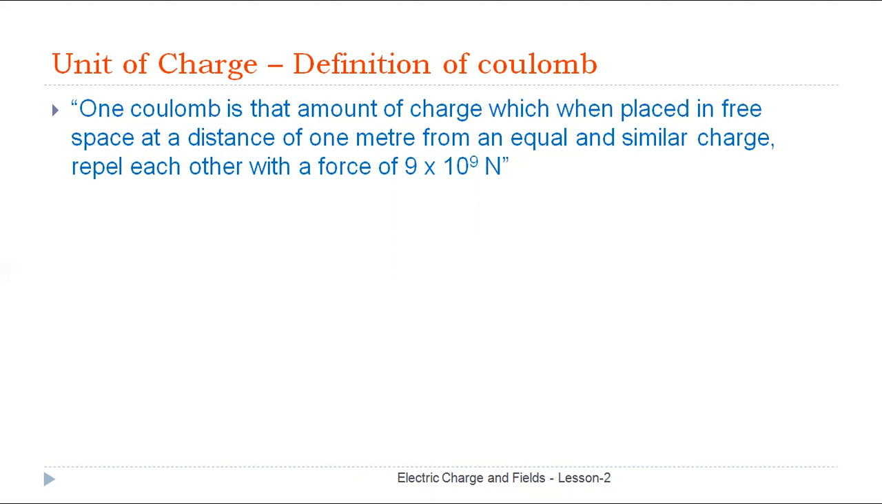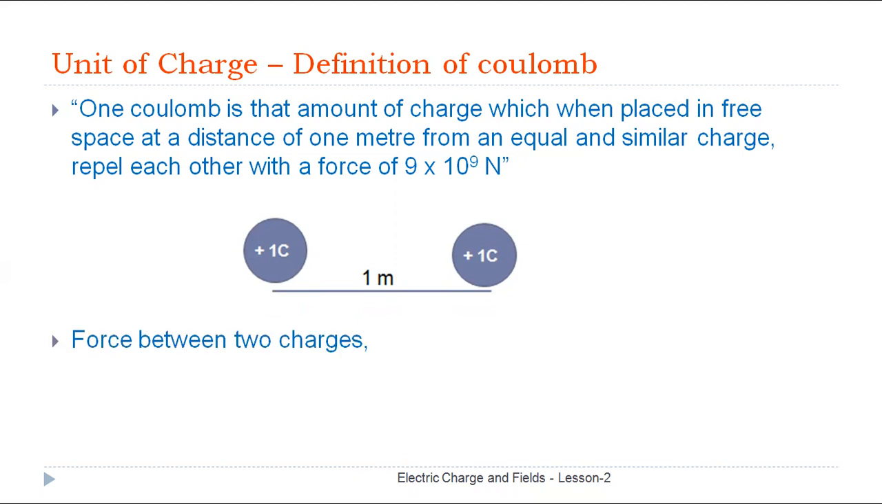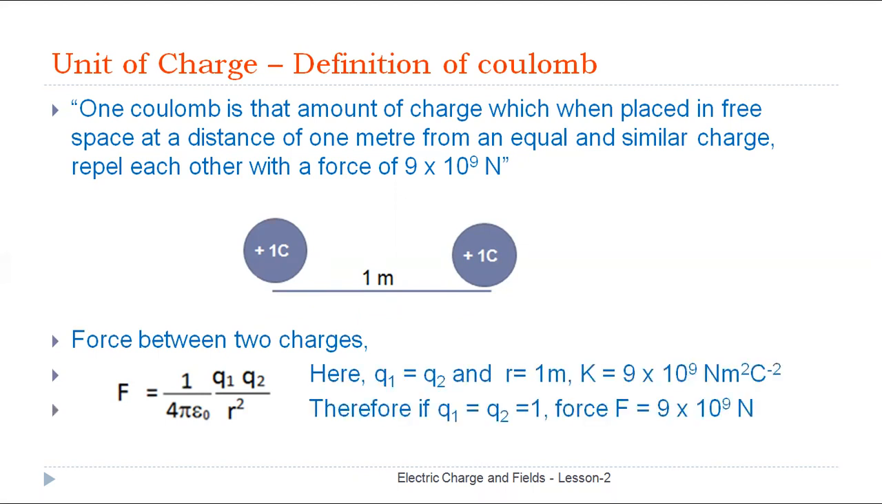Let us understand this. Consider two charges separated by 1 meter. Two equal charges separated by 1 meter. Force between the two charges by Coulomb's law, F is equal to 1 by 4 pi epsilon 0 Q1 Q2 divided by r square. Here r is 1 meter and Q1 and Q2 are equal charges. Q1 is equal to Q2.